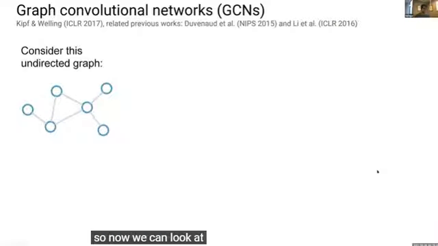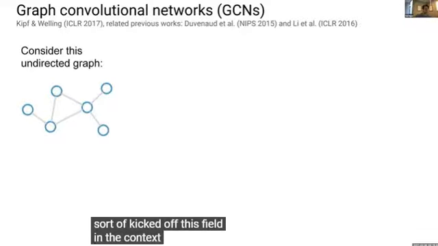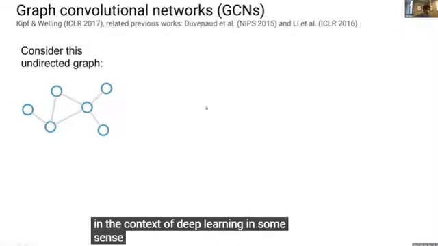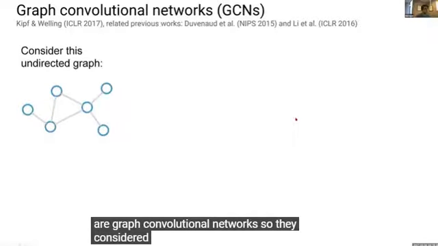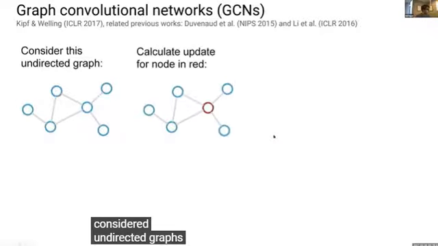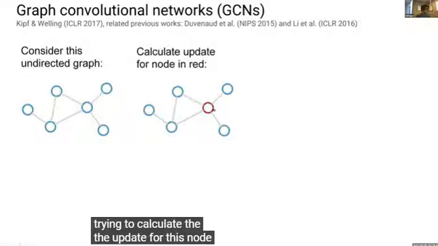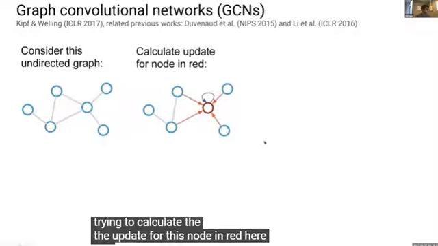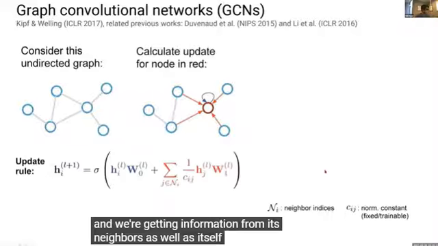So now we can look at this formally. The main paper that kicked off this field in the context of deep learning is from Kipf and Welling, which is graph convolutional networks. They considered undirected graphs. So let's say we're trying to calculate the update for this node in red here, and we're getting information from its neighbors as well as itself.